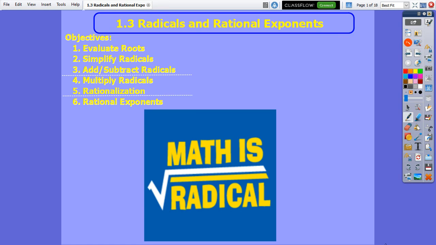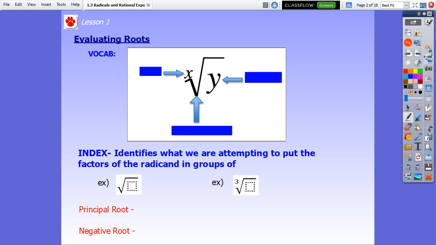Then the next video we'll do multiplication and division, and then the last one we'll do the last objective, which is just dealing with rational exponents. So we go back to exponents there, but it involves radicals kind of thing. So there's a huge relationship there. So let's go ahead and jump in and look at evaluating roots.